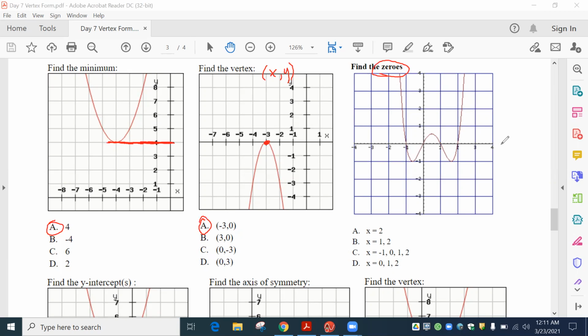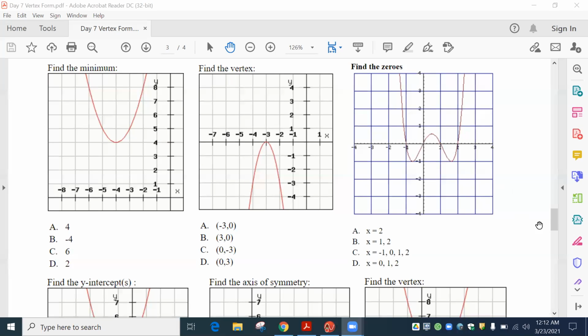Zeros are where it touches the x-axis. So it touches -2, -1, 0, and 1. In the end, there's 4 zeros. So just the only one that has 4 zeros is C. So, but it does match up with those numbers right there.